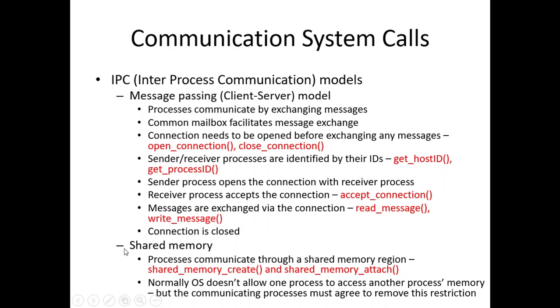Apart from this, we also have another model called the shared memory model, where two processes who want to communicate with each other make use of a shared memory region. The sender process would create a shared memory, and the receiver process would have to attach itself to the shared memory, and the communication would happen via the shared memory. Normally, operating systems don't allow one process to make use of some other process's memory. But if two processes are communicating using this shared memory model, then they must agree to remove that restriction and then proceed with the communication.